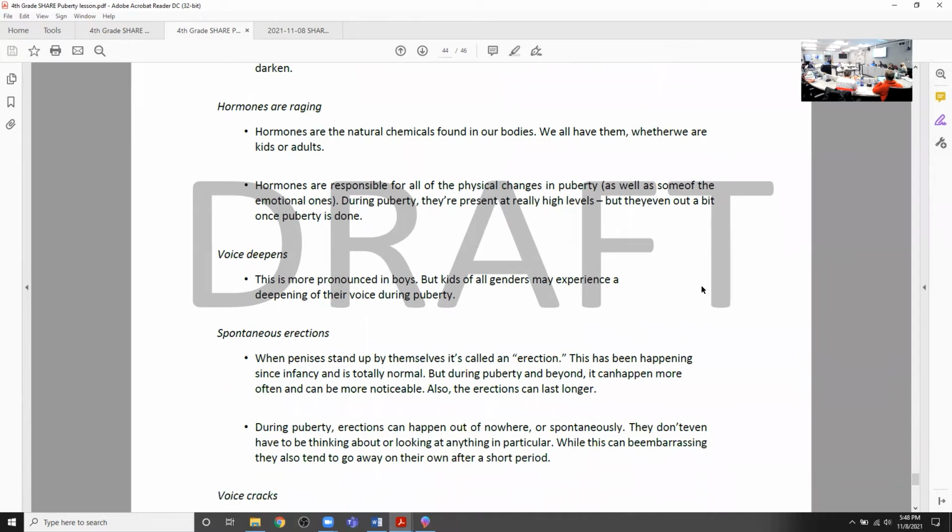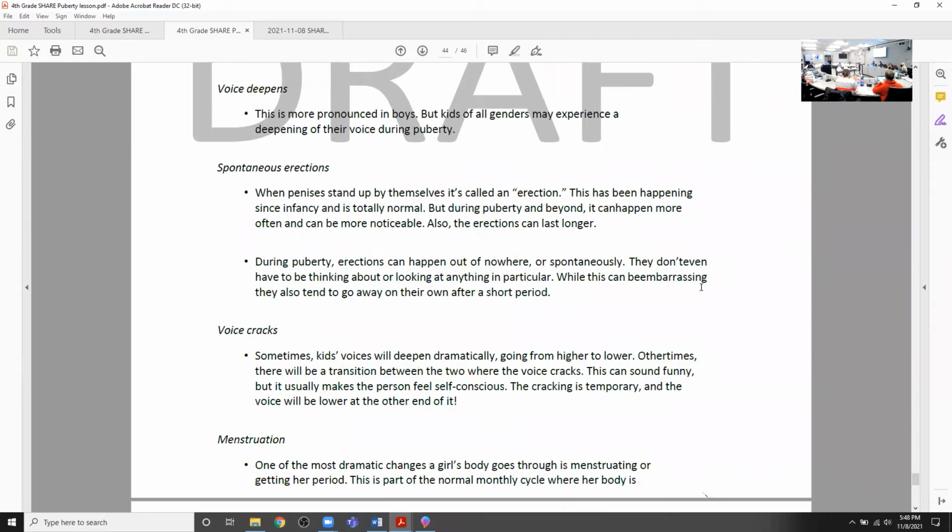Voice deepening: it's pronounced in boys, but kids of all genders may experience a deepening of their voice during puberty. Spontaneous erections, when penises stand up by themselves, that's called an erection. This has been happening since infancy and it's totally normal, but during puberty and beyond, it can happen more often and can be more noticeable. Also, the erections can last longer.